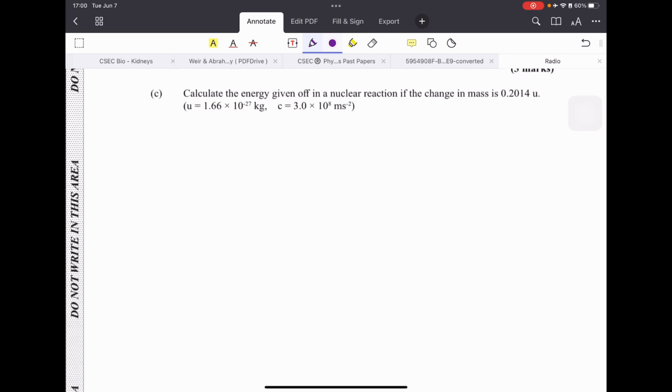Okay, now here's a new question. Calculate the energy given off in a nuclear reaction if the change in mass is that, and this is the speed of light here, right? The speed of light. Now everybody knows this famous equation, but not everybody knows when to use it. The equation that we need to use here is E equals mc squared, right? This is the famous equation, and now we could actually use it.